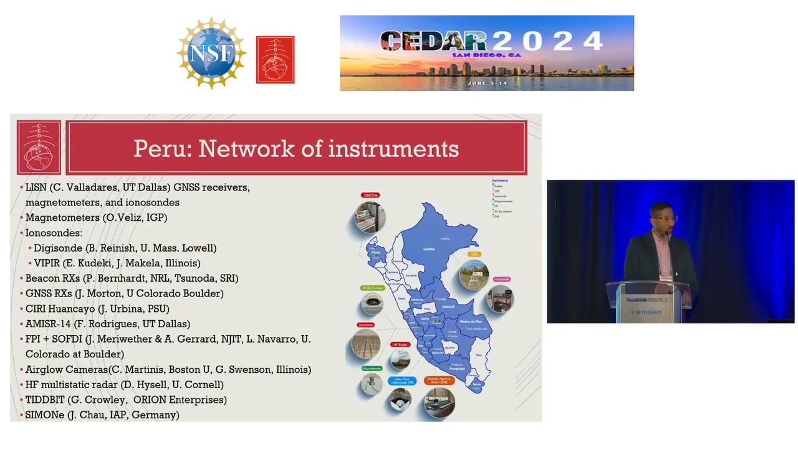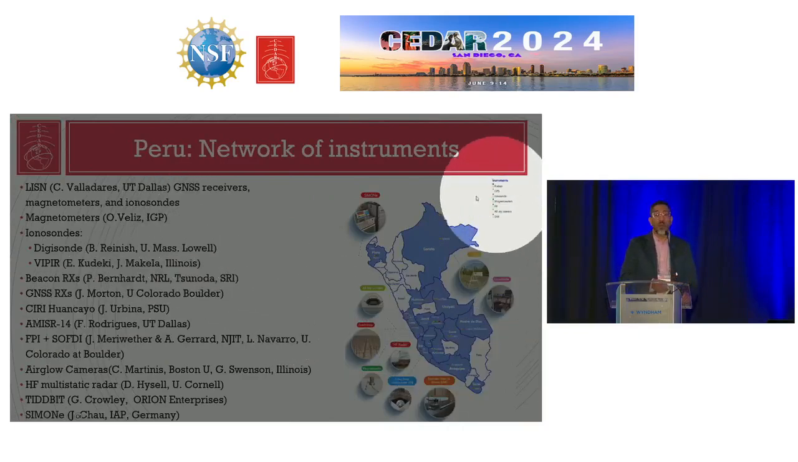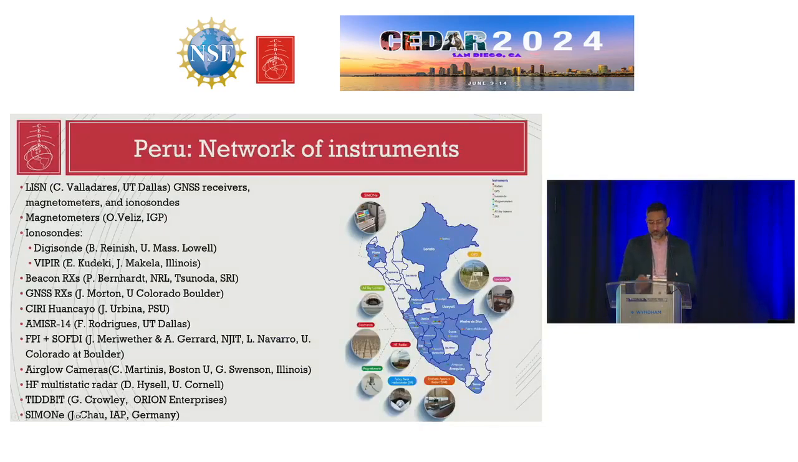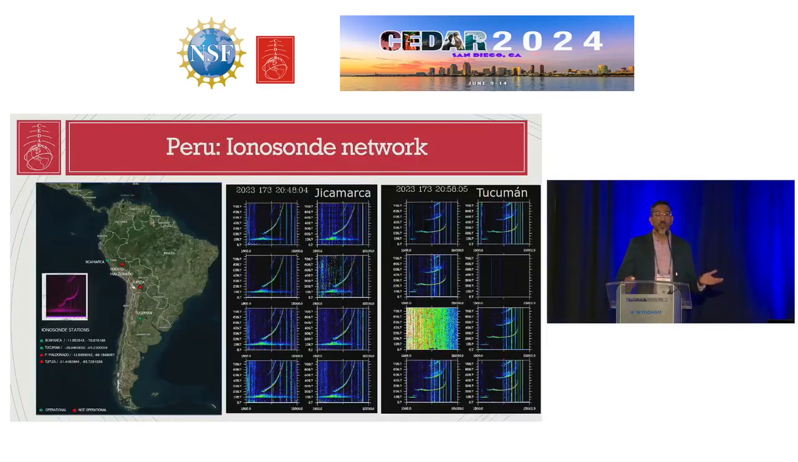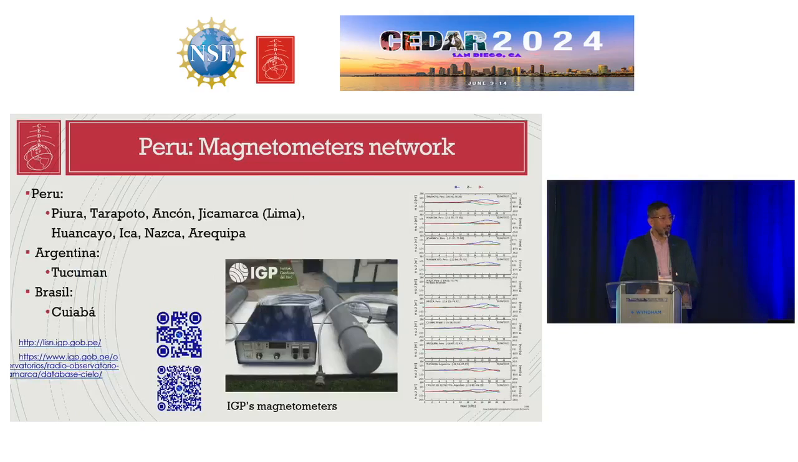And this is just a quick example of all these different instruments that we have, the different institutions, radars that are installed all over Peru, and not only Peru, but also in South America. Like the ionosphere network from the LISTEN project, whose PI is Dr. Cesar Valladares, and he's in charge of these different instruments. Also, we operate some magnetometers as well, and that is something that we've been doing in Peru.